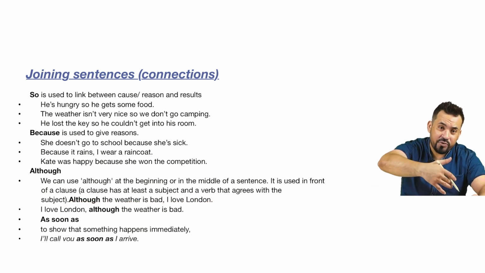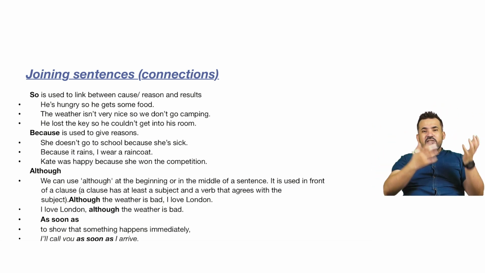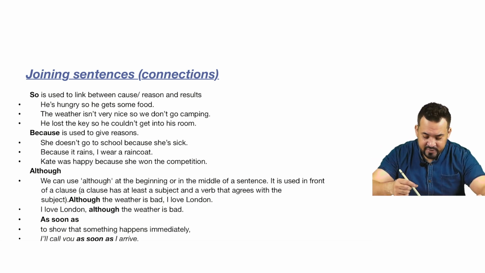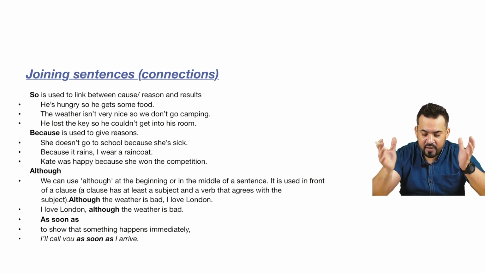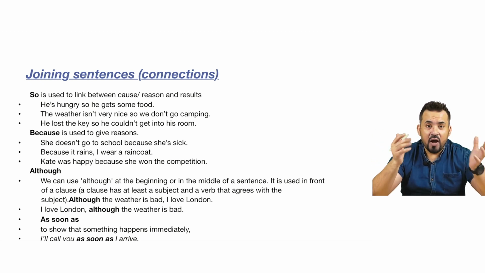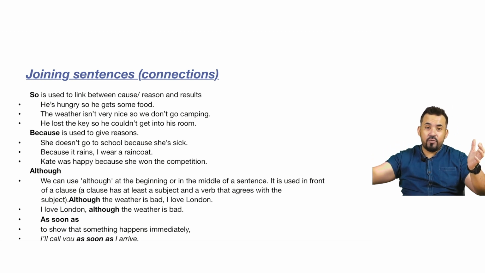So, although the weather is bad, I mean despite, or even though the weather is bad, I still like London, or I still love London, though the weather is not nice. I love London, although the weather is bad. So, although can come at the beginning of the sentence, or in the middle of the sentence, it's fine. Although I was broke, I was happy. I was happy, although I was broke.